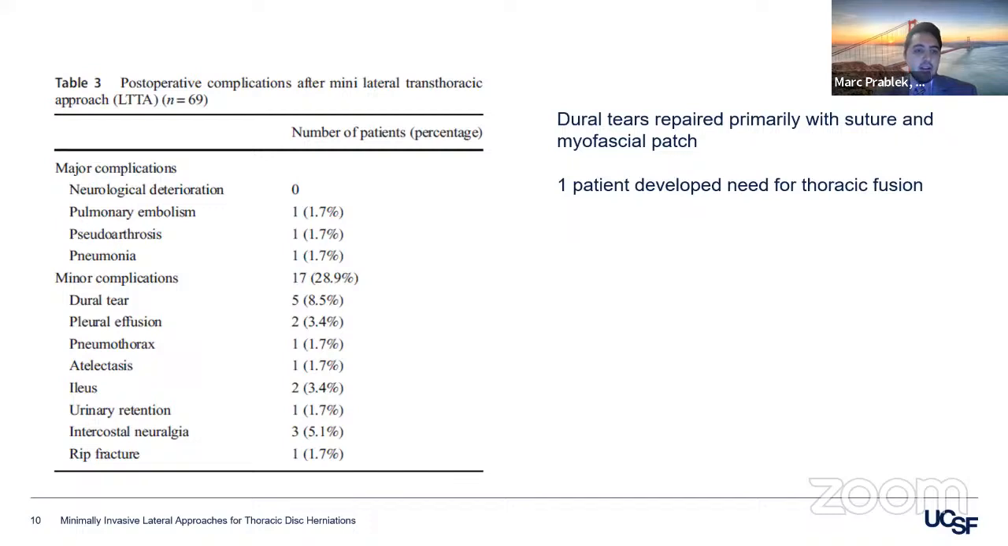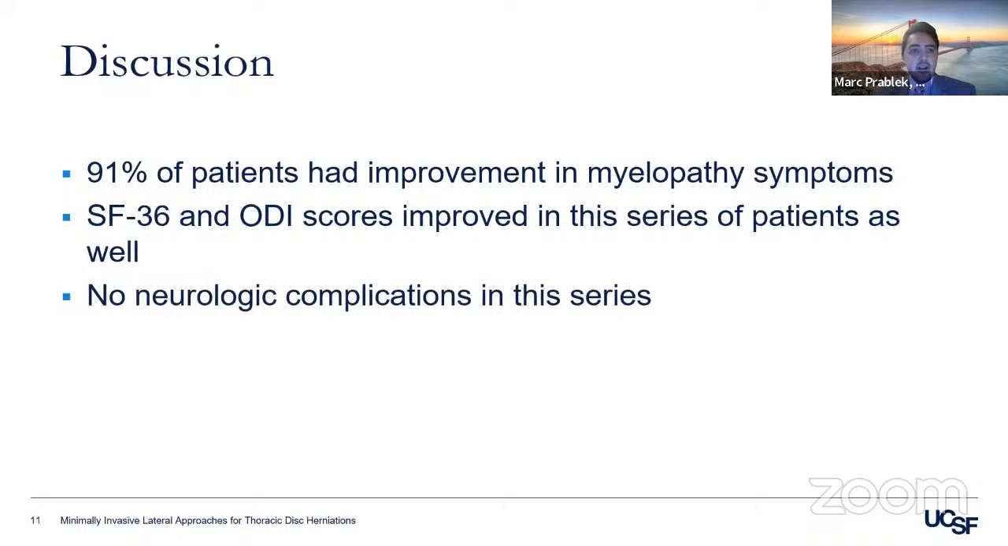So, there is some risk associated with this approach, usually just from the approach and dissection getting around the ribs. And then finally, 91% of patients had improvement in their myelopathy symptoms. So these patients tend to get better neurologically. The actual most common presenting symptom in this series was back pain. And so SF36 scores and ODI scores were also improved at follow-up as well. And as I mentioned, there were no long-term neurologic motor complications in the series.